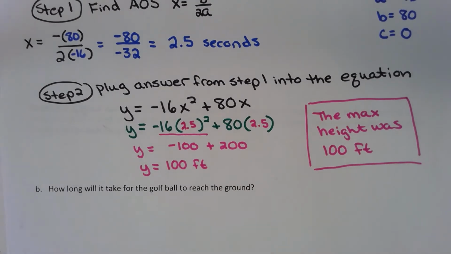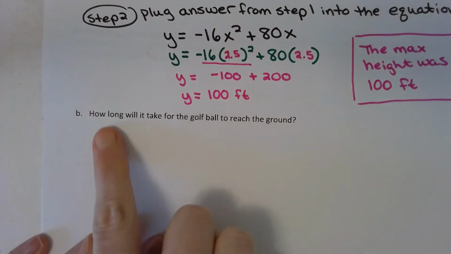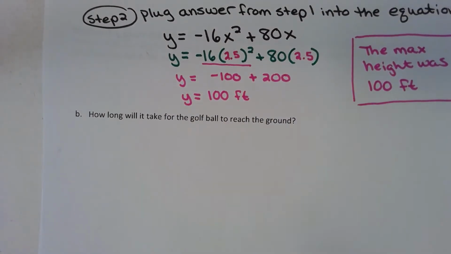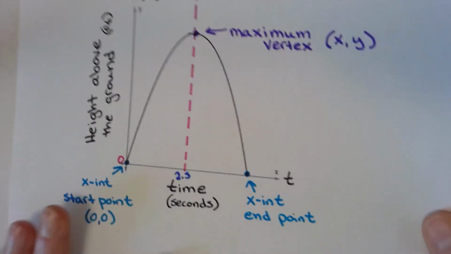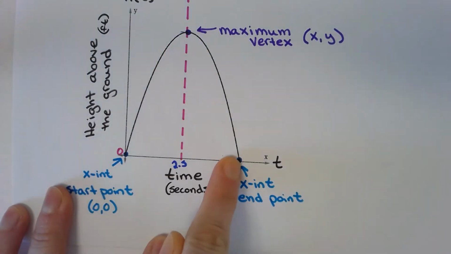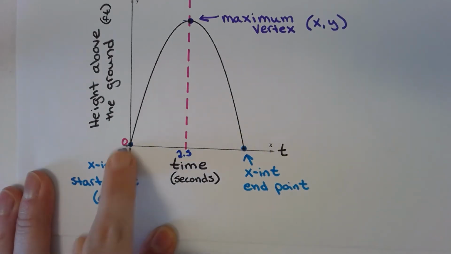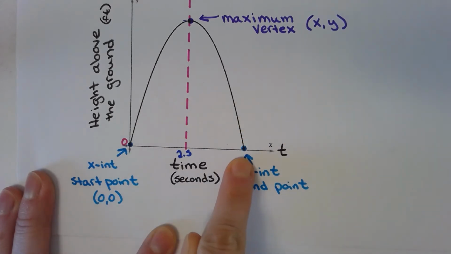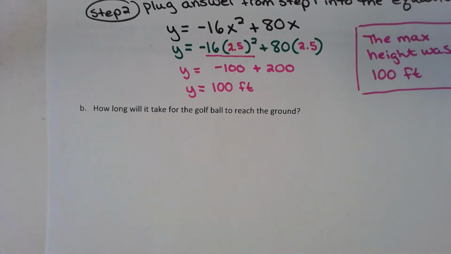Okay, so now let's do part B here. Part B says, how long will it take for the golf ball to reach the ground? Okay, so what we're doing now, we already found the maximum height. The highest it went was 100 before it hit the ground again. It hits the ground at the x-intercepts. So one of them is going to be at 0, and the other one is going to be how long it took for that golf ball to hit the ground. Okay, now we are looking for the x-intercepts, and what we are going to do is use the quadratic formula. That helps us find the x-intercepts.